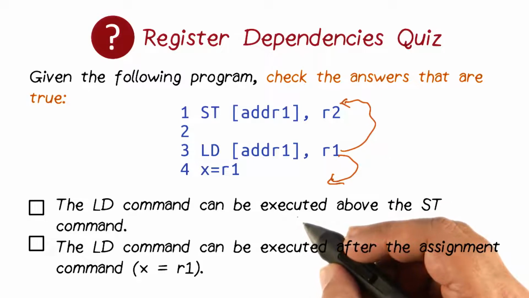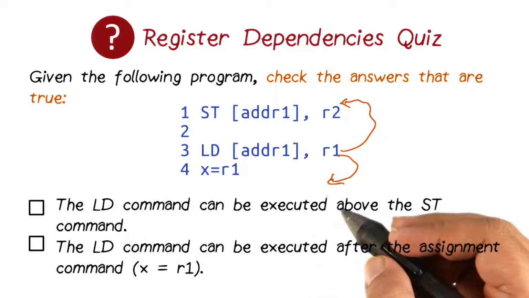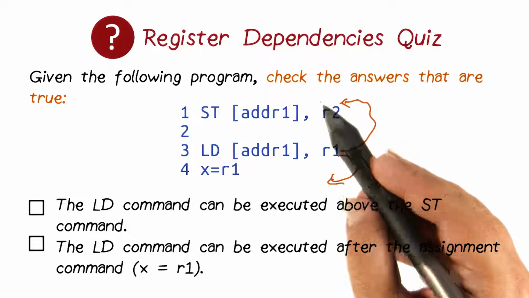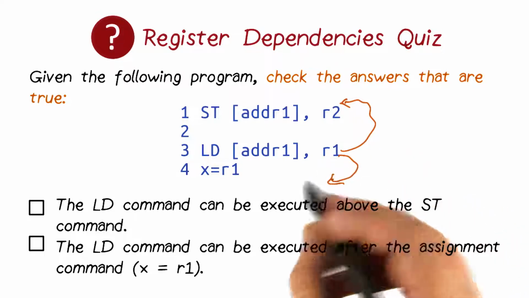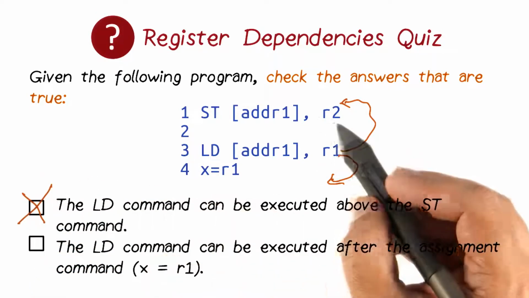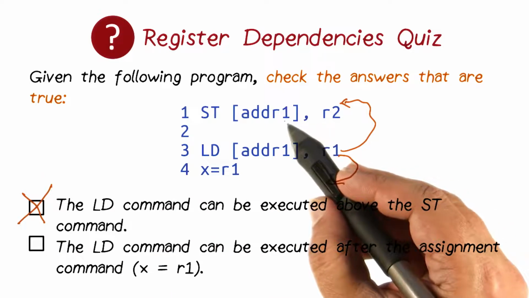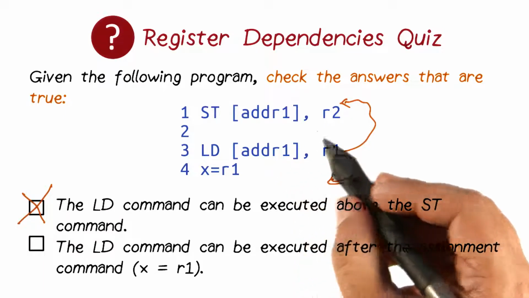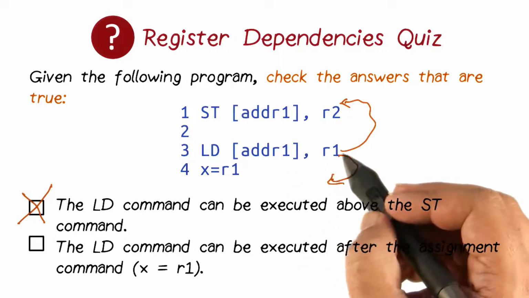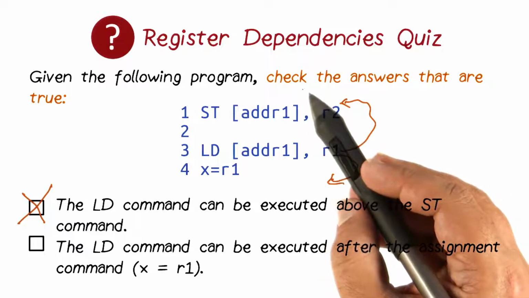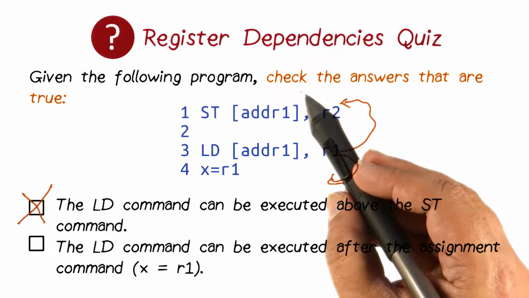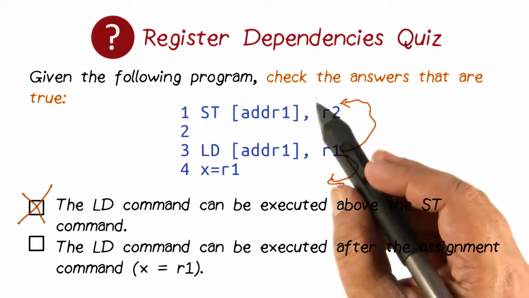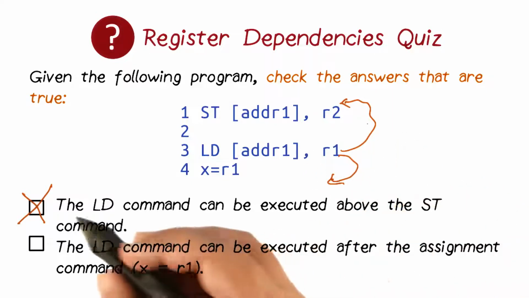Let us look at the answers now. The first one asked us, is the load possible to execute above the store? Can it go before the store? And the answer to that is no, it's false. The reason is this: the store has put a new value into this address 1, and the load is then using that value from the memory location and giving it to R1. If we move this load before the store, then we'll be seeing an old value which is not yet stored into the address 1, and therefore we will be violating the semantics of the program. So the first statement is false.